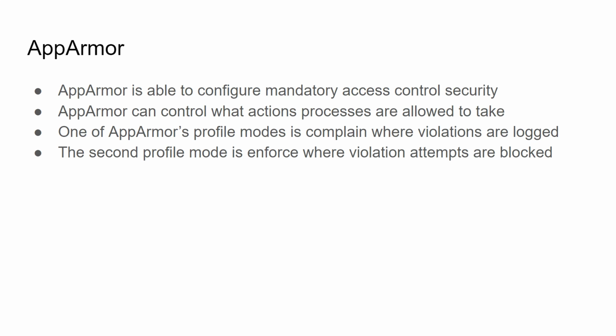AppArmor is able to configure mandatory access control security on a Linux operating system such as Ubuntu. It comes pre-installed by default on the vast majority of Ubuntu systems. AppArmor can control what actions processes are allowed to take, making it a valuable way to prevent certain sabotage and attacks.